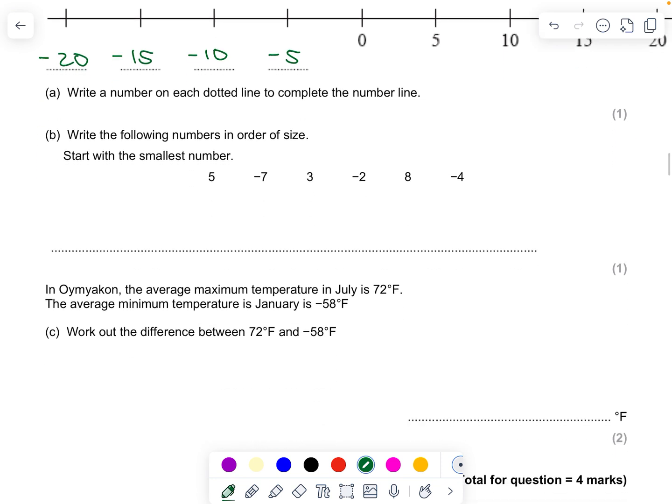Write the following numbers in order of size, starting with the smallest number. So the smallest number is minus 7. Next is minus 4. See, I'll cross them off as I do them. Then minus 2. Then 3. Then 5. And then 8. And that's in order from smallest to largest.